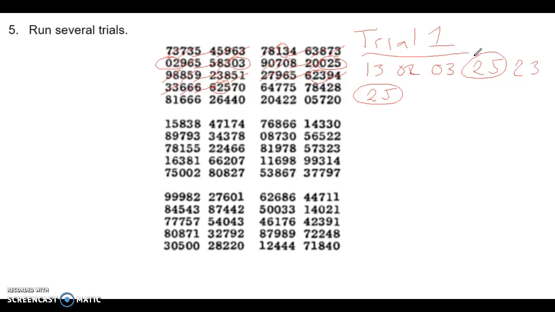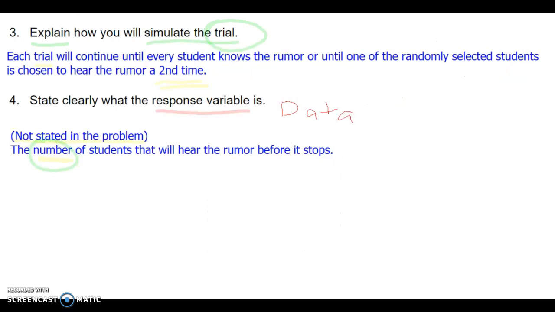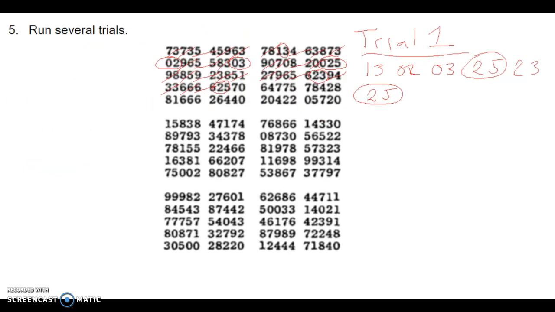So what is my response variable? Well, we said before that the response variable is the number of students that hear the rumor before it stops. So here we go. Let's take a look at the response variable. Well, the number of students would be 1, 2, 3, 4, 5, and 6. So right there is my response variable.